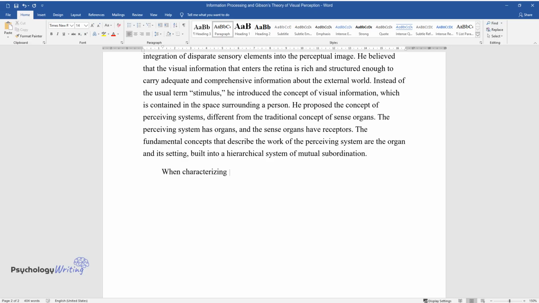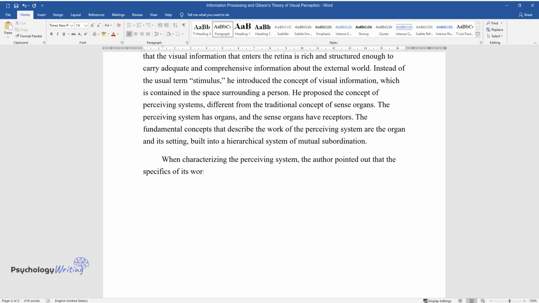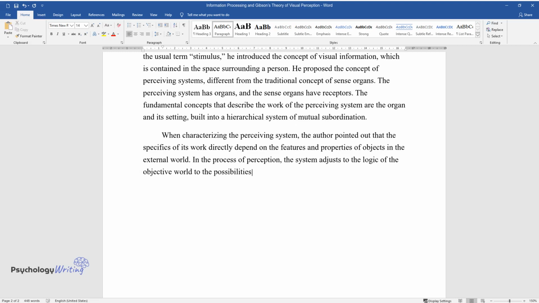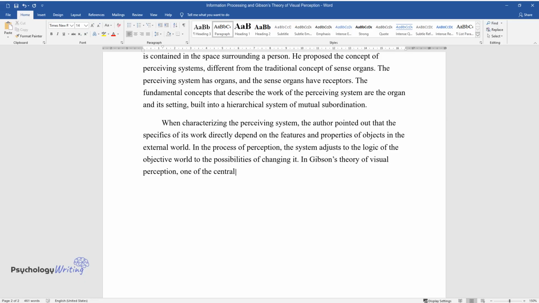When characterizing the perceiving system, the author pointed out that the specifics of its work directly depend on the features and properties of objects in the external world. In the process of perception, the system adjusts to the logic of the objective world to the possibilities of changing it. In Gibson's theory of visual perception, one of the central places is occupied by the concept of invariance.